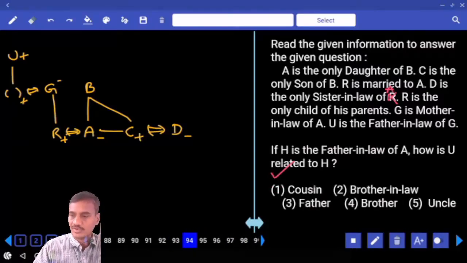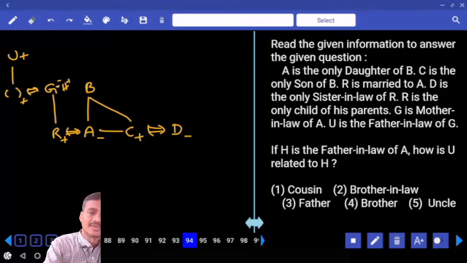Then 94. If H is the father-in-law of A, father-in-law means spouse's father. That means G and H are married to each other. H is the father-in-law. Then how is U related to H? Now H is the husband. That means H is here. How is H related to U? U is the father of H. So father, choice 3.